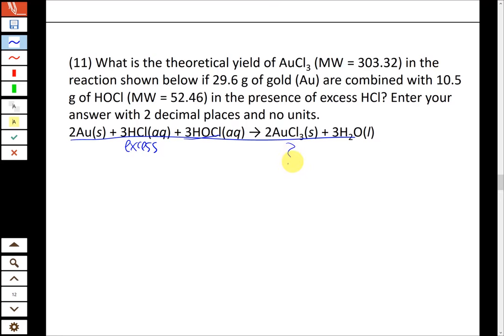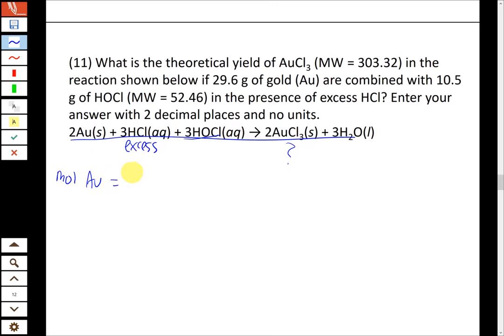Now in this problem here, we're giving you the masses of 2 reactants, gold and HOCl. So anytime you have amounts for 2 or more reactants, you have to figure out which one is the limiting reactant. There's no way around that, or else you're not going to be able to do the problem. So as I said, I do like to find that out ahead of time. Just find the limiting reactant first instead of doing a bunch of calculations. So in this situation, what we're going to do is find the moles of each reactant that we're given. So the moles of gold and the moles of HOCl.